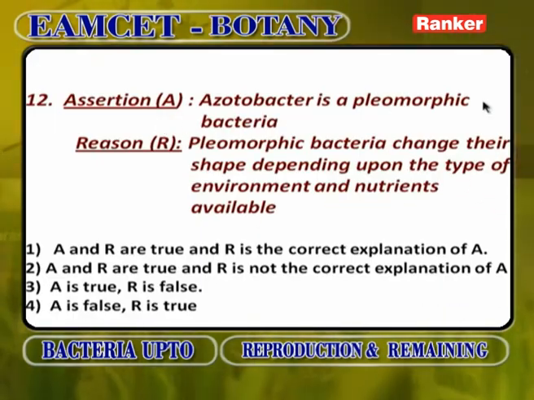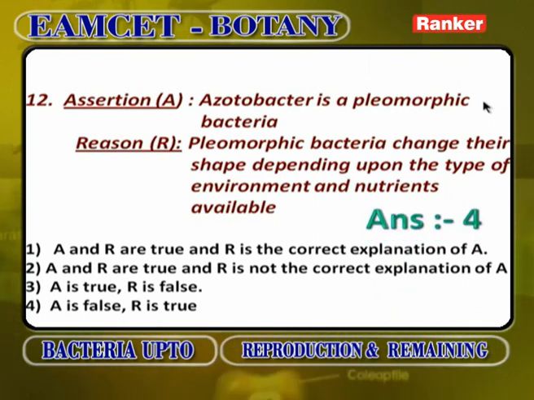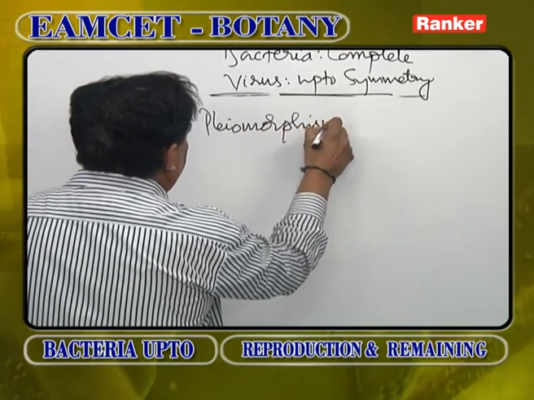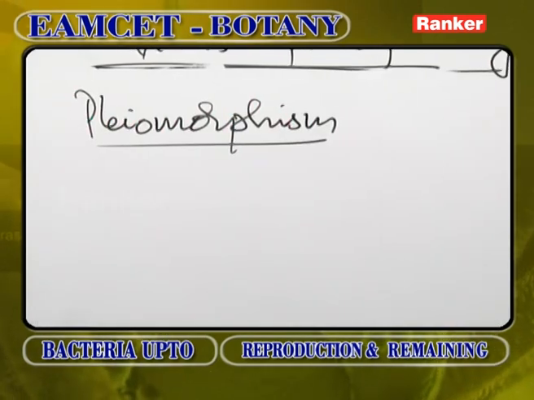This is an assertion reasoning question. Azotobacter is a pleomorphic bacterium. That is wrong. Pleomorphism means a bacterium changing its shape according to nutritional requirements and environmental effects.